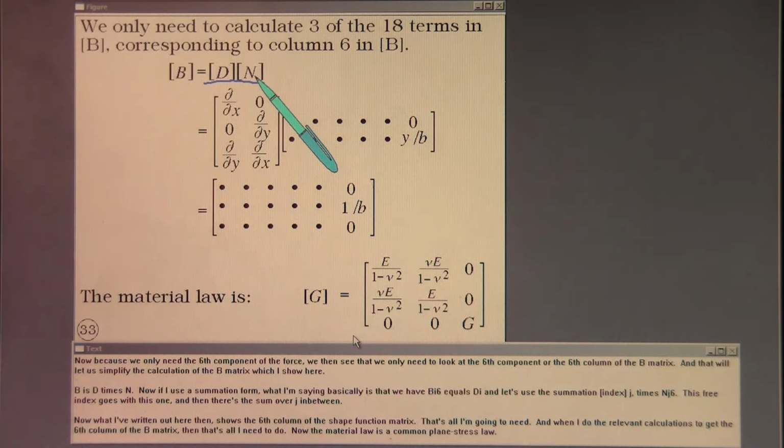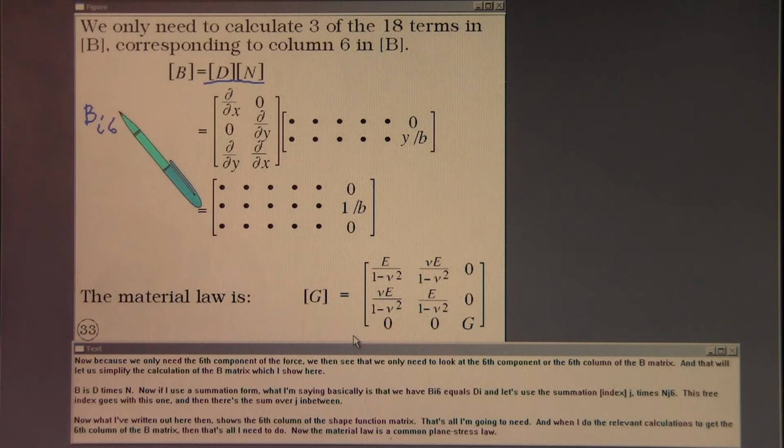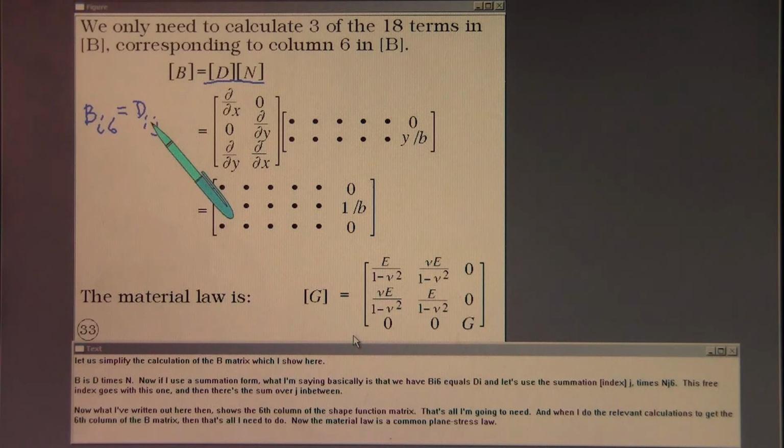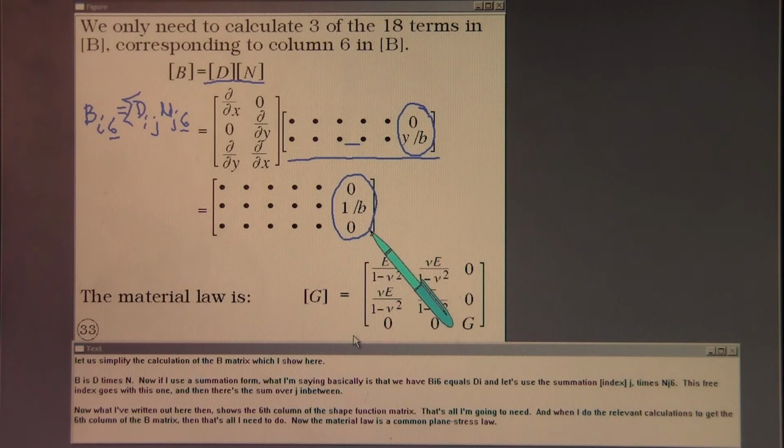Now, if I use a summation form, what I'm saying basically is that we have Bi6 equals Di, and let's use a summation over J, times Nj6. This free index goes with this one, and then there's a sum over J in between. What I've written out here shows the 6th column of the shape function matrix. That's all I'm going to need, and when I do the relevant calculations to get the 6th column of the B matrix, then that's all I need to do.